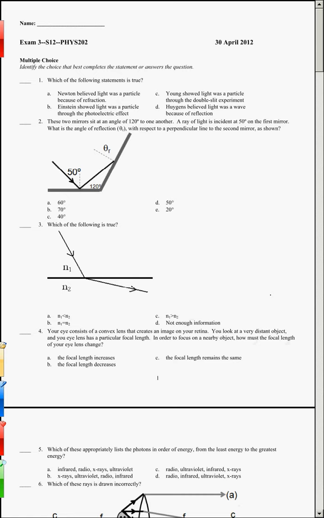Okay, this is exam 3 for Physics 202, Spring 2012. Which of the following statements is true? Newton believed light was a particle because of refraction. That's not true. He believed light was a particle because of reflection.